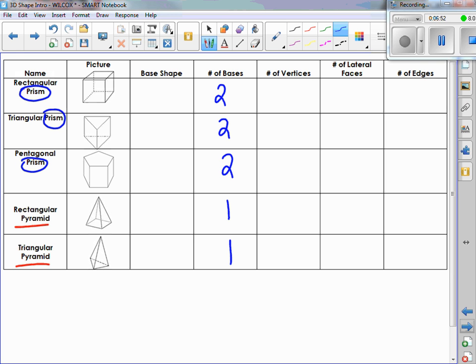All right, the first one, rectangular prism. Even if I did not have a picture of this prism, remember we name them by their base shape. Well, its name is a rectangular prism, which means its base shape has to be a rectangle. Next, we have a triangular prism. It's named after its base shape, so its base shape must be a triangle. Pentagonal prism, and you can see in the picture, its base shape is a pentagon.